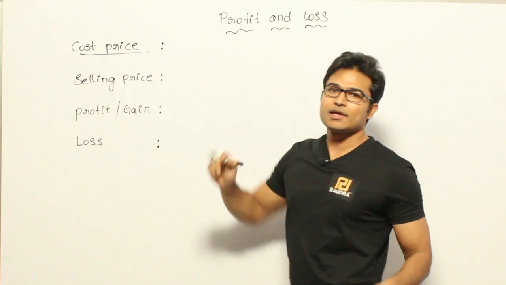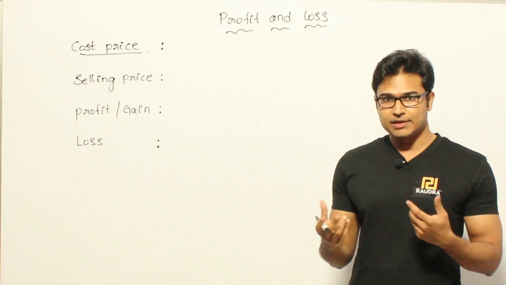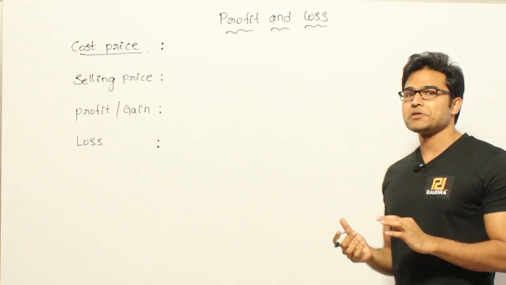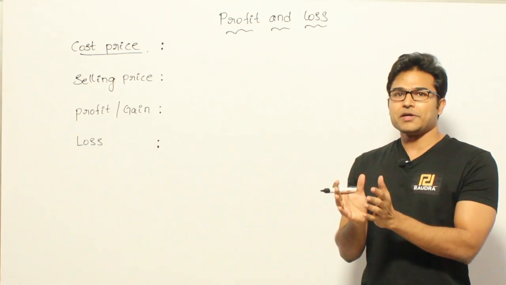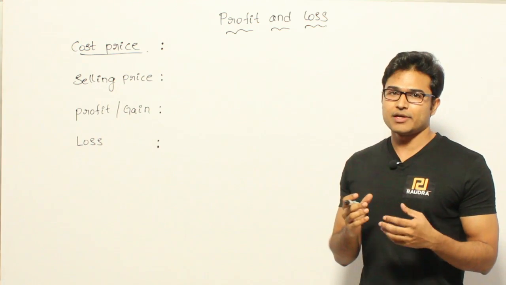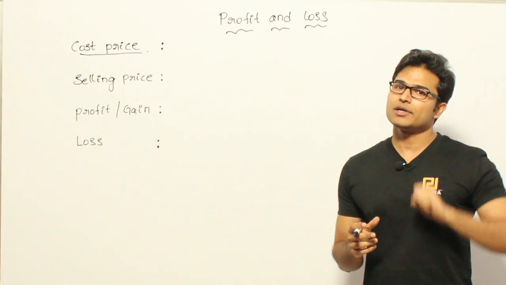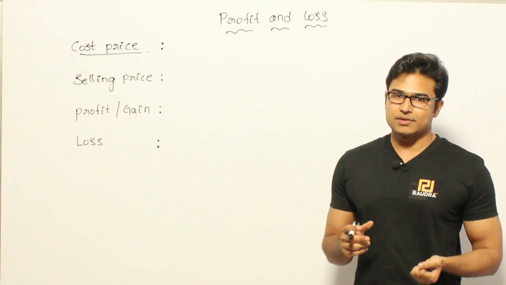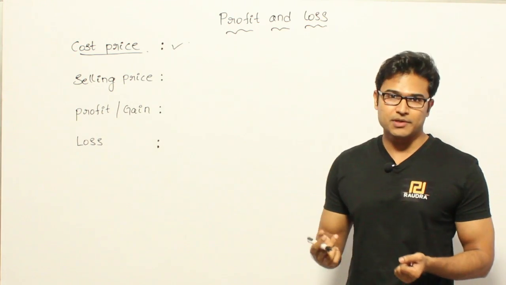Cost price is whenever you try to produce something. Let's say you want to produce a cycle and sell it. As a manufacturer, you are supposed to buy all the raw products and then manufacture it. The cost incurred, or the money that you invested in order to acquire or build that product, is called the cost price. This is nothing but your investment.